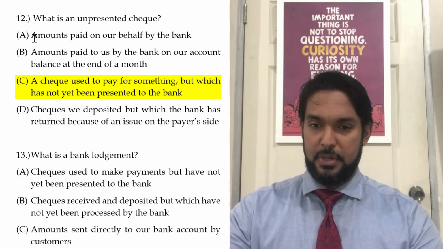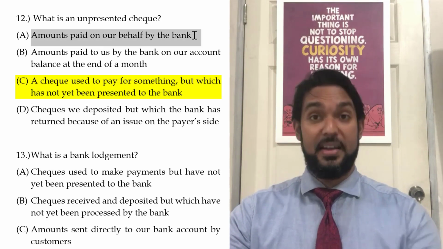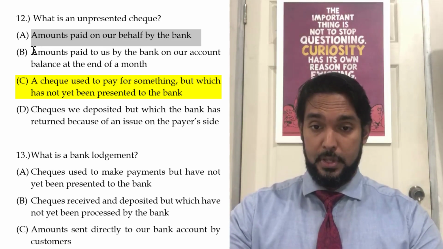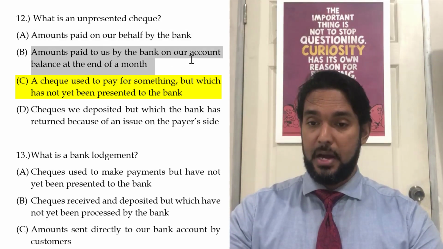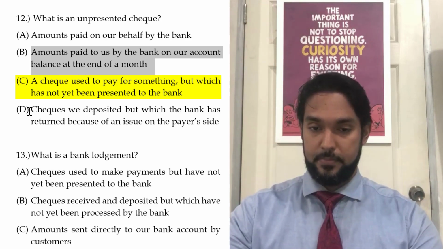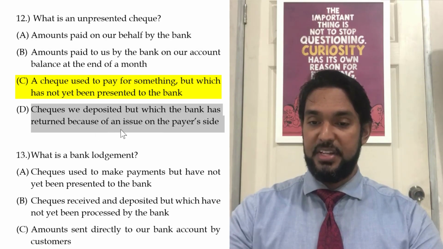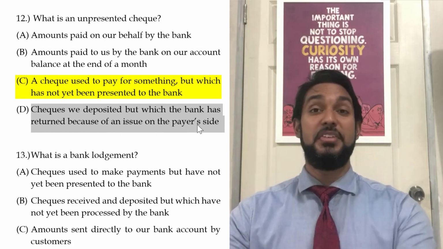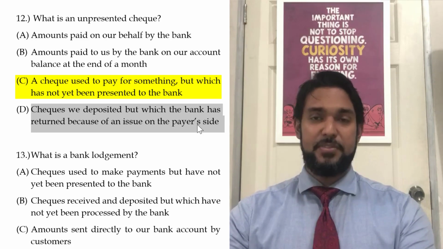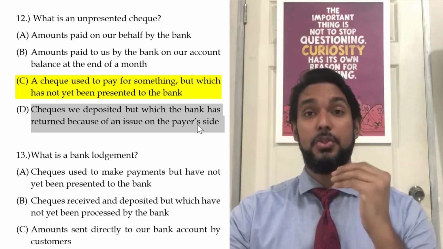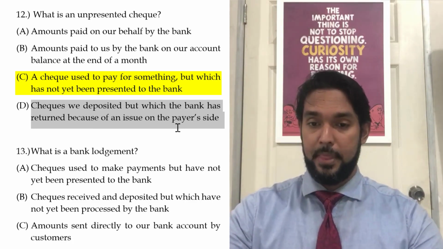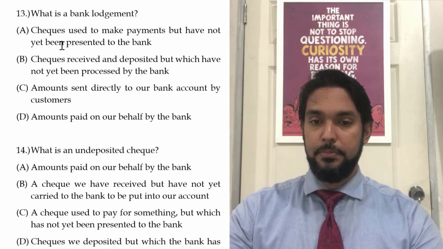Okay, what are the other options? Amounts paid on our behalf by the bank, that's a standing order. Amounts paid to us by the bank on our account balance at the end of the month, that is interest received. Checks we deposited, but which the bank has returned because of an issue on the payer's side, that's the returned checks. It could be NSF checks, but that is specifically with respect to not sufficient funds.